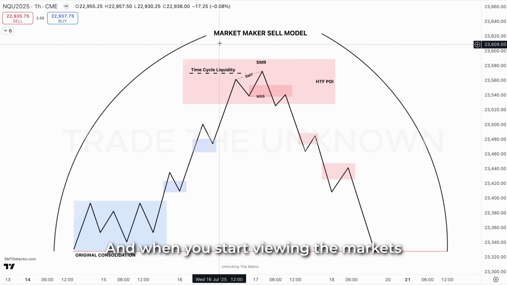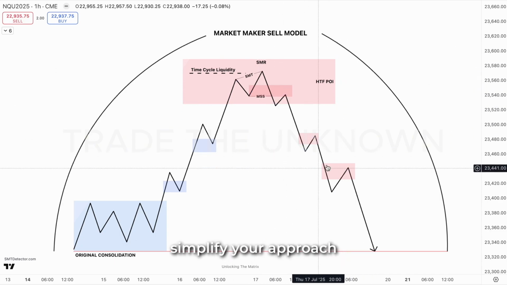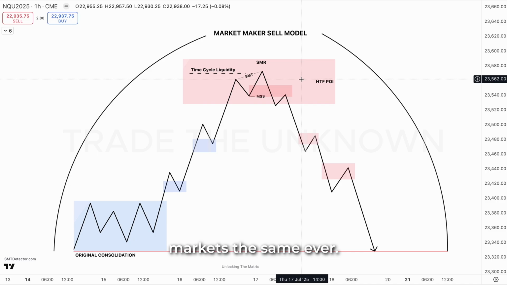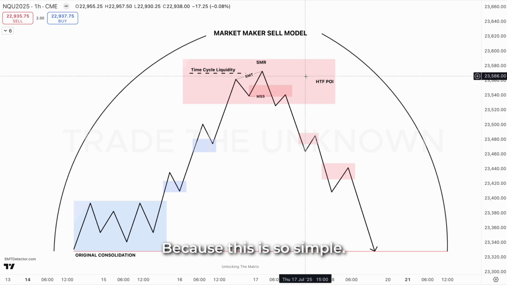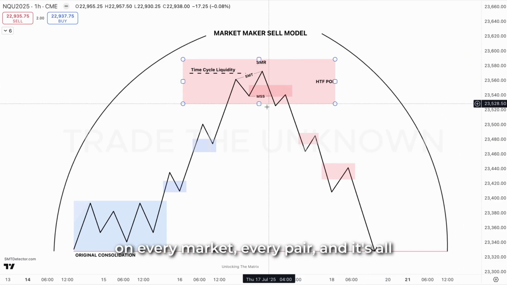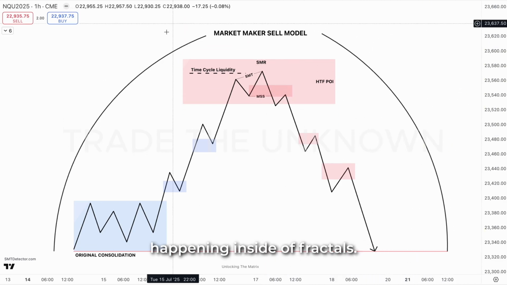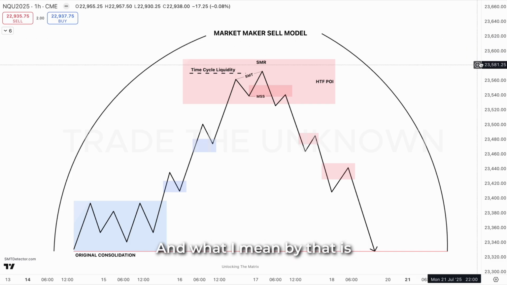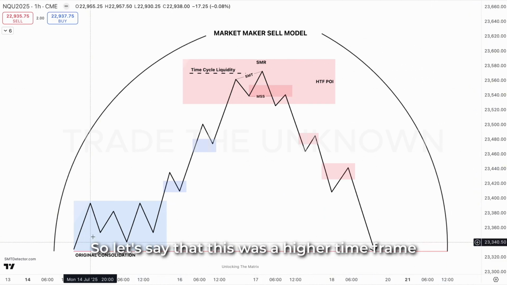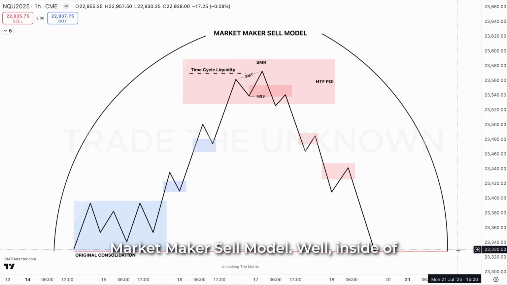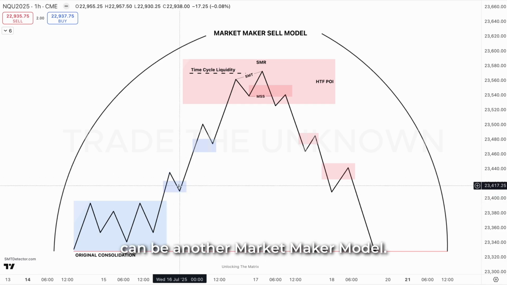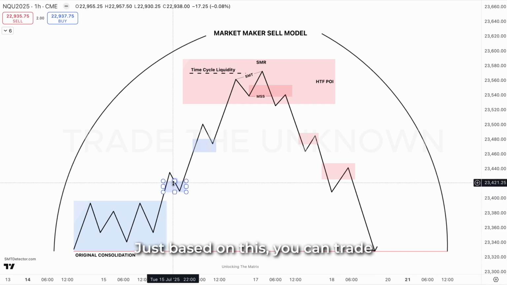And when you start viewing the markets this way, it's going to simplify your approach in such a way that you're basically never going to look at the markets the same, ever. Because this is so simple, I'm telling you, it's happening on every single time frame, on every market, every pair, and it's all happening inside of fractals. And what I mean by that is that a move is always happening inside of another move. So let's say that this was a higher time frame market maker sell model. Well, inside of this stage, this in itself can be another market maker model, just based on this.